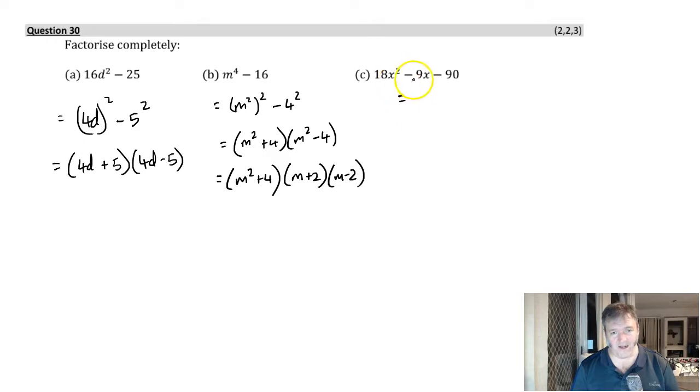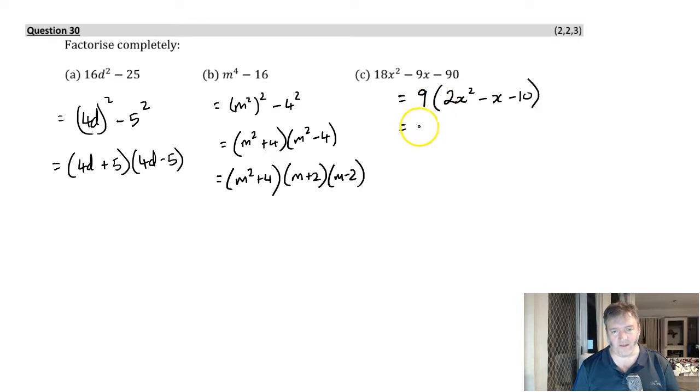Finally, part C, 18x squared minus 9x minus 90. A non-monic quadratic, but it's actually a pretty nice one anyway. But before you start, always have a look. Is there a common factor in each of the coefficients and the number on its own? Yes, of course there is. The coefficients all have a factor of 9. Let's take that factor out first. So I've got 9 outside of 2x squared minus x minus 10. That's looking a little bit nicer.